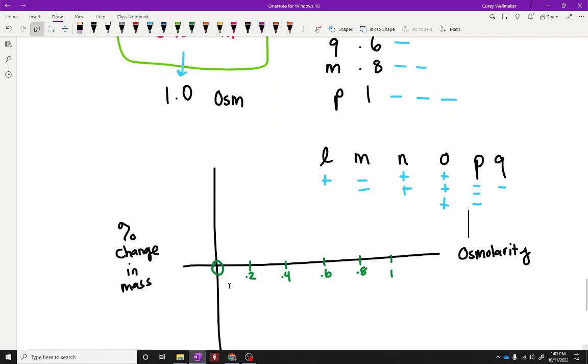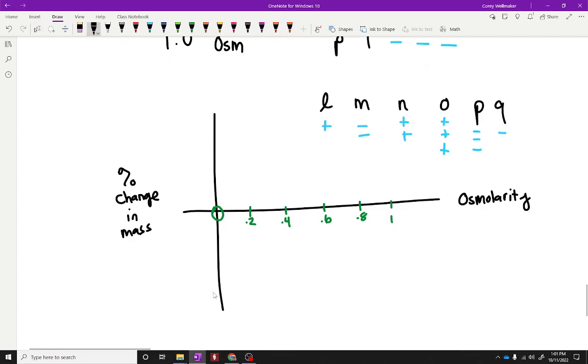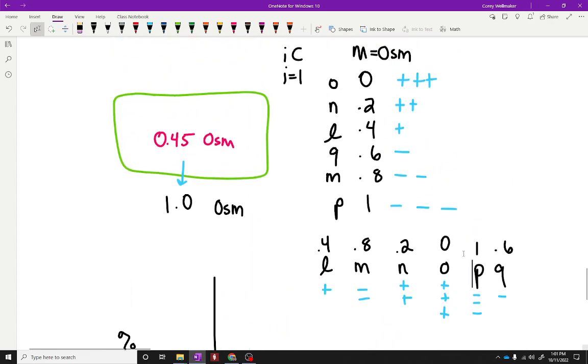So now I can take that information and say, okay, well, of all of my possible choices, I'm going to assign O as the 0 molar solution, and I'm going to assign N as the 0.2, L is the 0.4, Q is the 0.6, M is the 0.8, and P is the 1 molar solution. Again, that's just based off of the logic that we established at the beginning of the video.